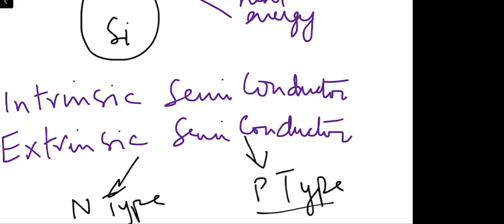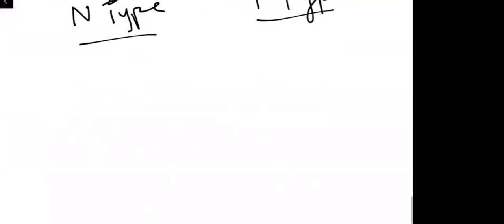Now, we have different atoms which have 5 electrons in the outermost shell: arsenic, phosphorus, bismuth, or antimony. Right? So let's see what happens when we add a pentavalent impurity. Pentavalent impurity means 5 electrons in its valence shell, right? So what happens if we add a pentavalent impurity to a pure semiconductor?